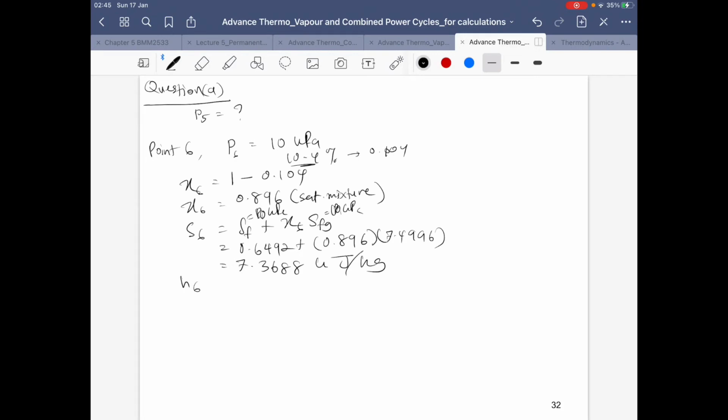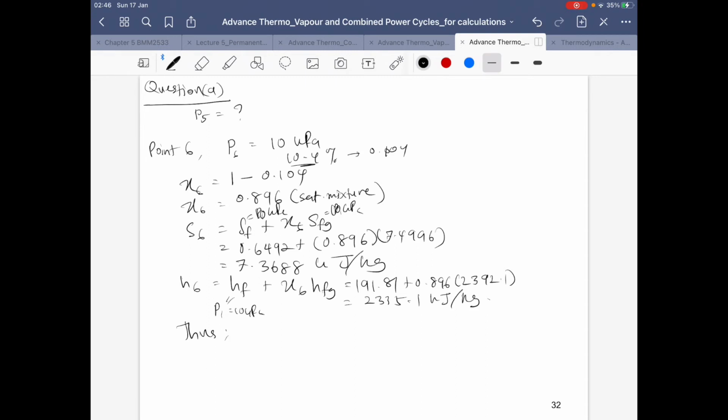Okay, knowing s6, we can calculate the enthalpy at point 6. The enthalpy at point 6 is equal to hf. Where do we take hf from? hf again at point 1, or 10 kPa, plus x6 times hfg, the overall enthalpy at point 1. So 191.81 plus 0.896 times 2,392.1. Then we get the value 2,335.1 kilojoule per kilogram.